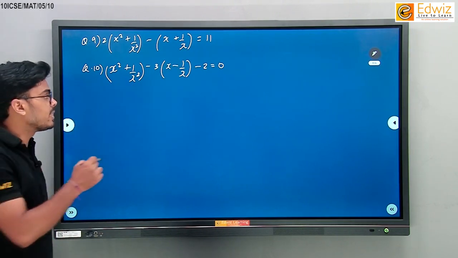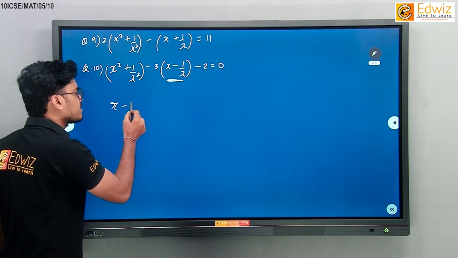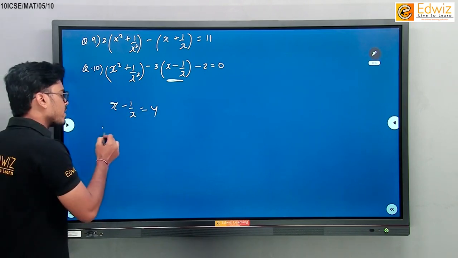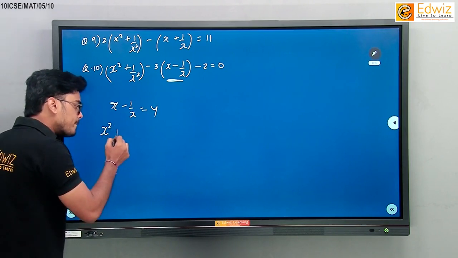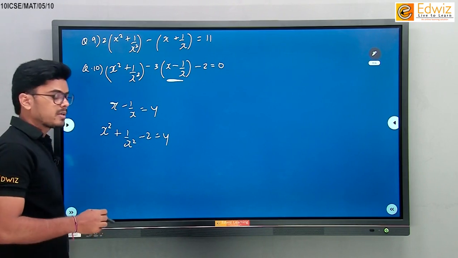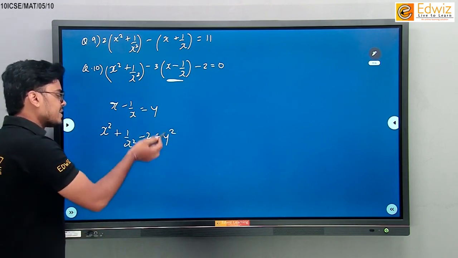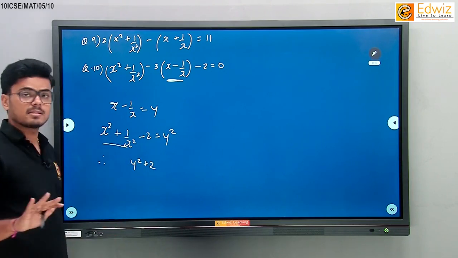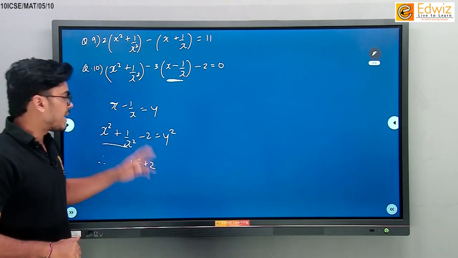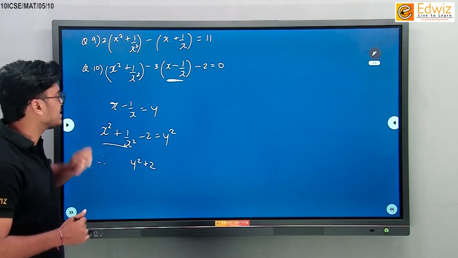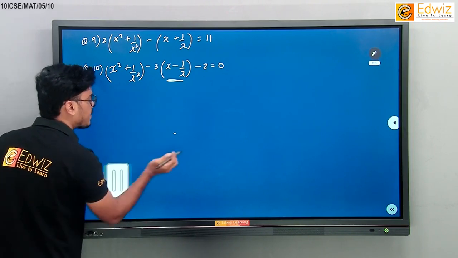Here also, you will assume this part, x minus 1 upon x, as some other variable y, and when you square it, you get x square plus 1 upon x square minus 2 equal to y square. The minus 2 goes to the other side, so the value will be y square plus 2. That's it. This is the only difference. Earlier it was y square minus 2, now it is y square plus 2. So you have to solve this question also in the same manner.